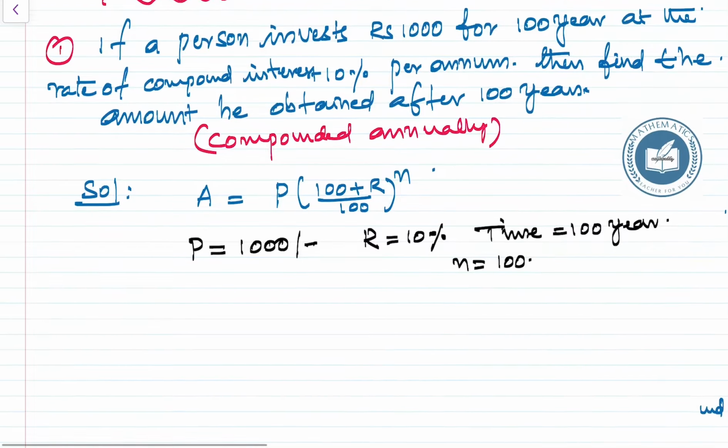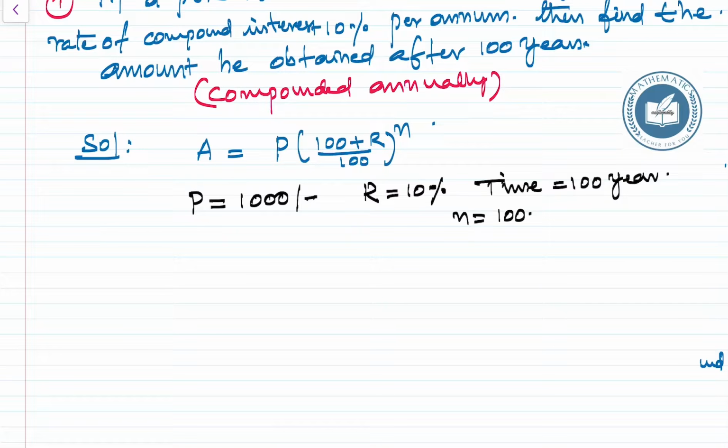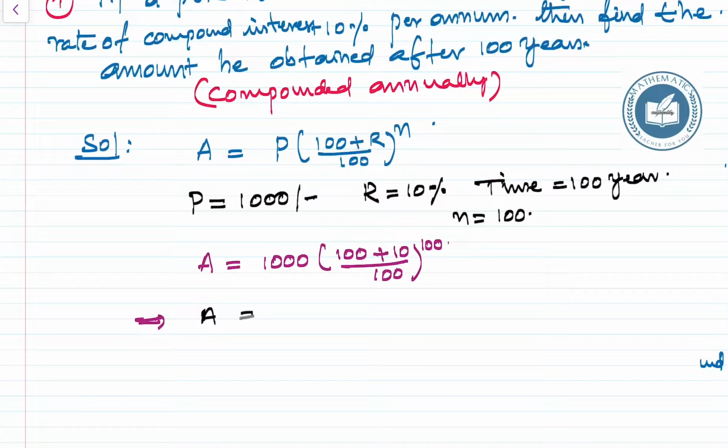Substituting these P, R and N values in the formula, we can get A equal to 1000 times (100 plus 10) by 100 whole to the power of 100. In the next step we can simplify this one. Here 1000 times, 100 plus 10 becomes 110 by 100 whole to the power of 100.